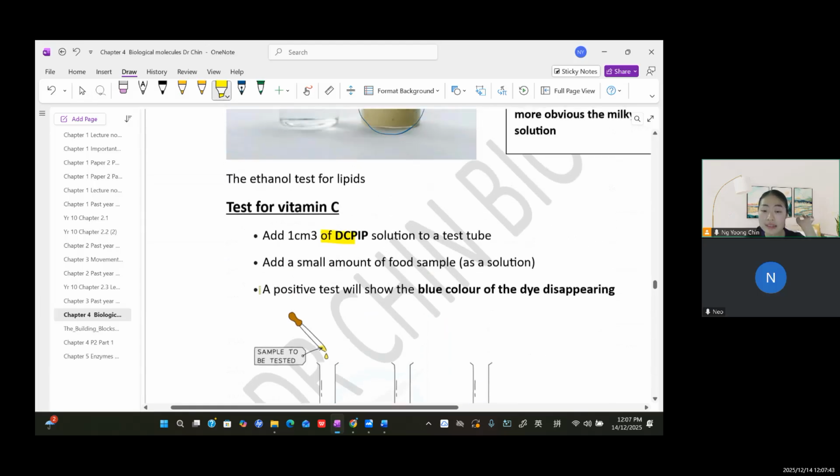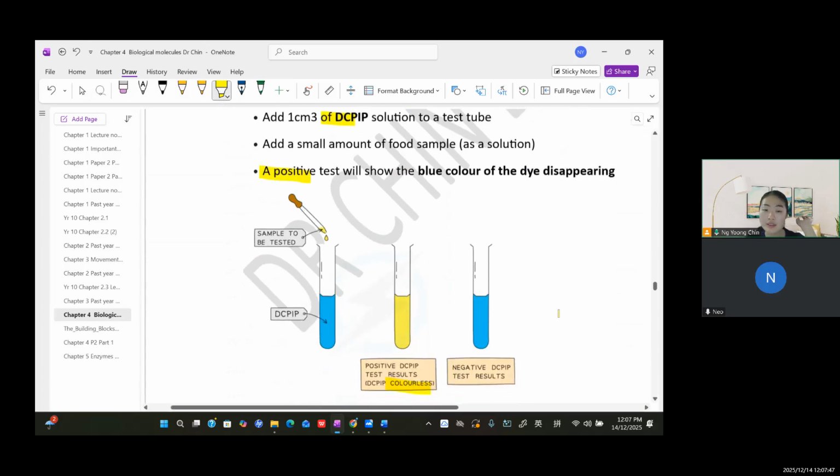So the positive test will show the blue color of the dye disappearing. This is the vitamin C test. If it remains blue in color, that means this food sample does not have vitamin C content inside.